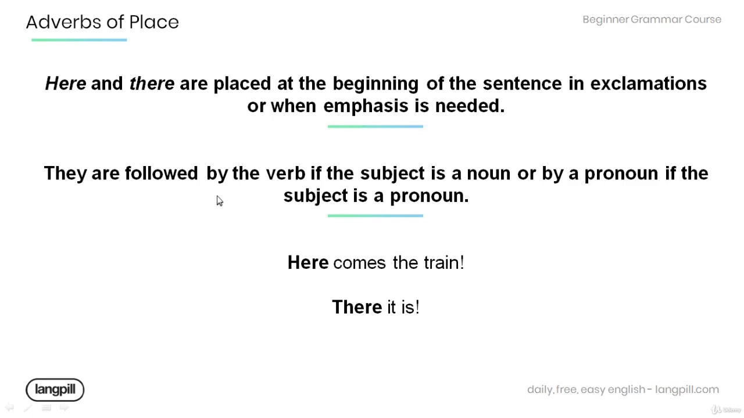And note that it's followed by the verb, and its subject is train, a noun. And in the sentence, there it is. Note that the adverb of place there is followed by a pronoun, which is also the subject of the sentence.